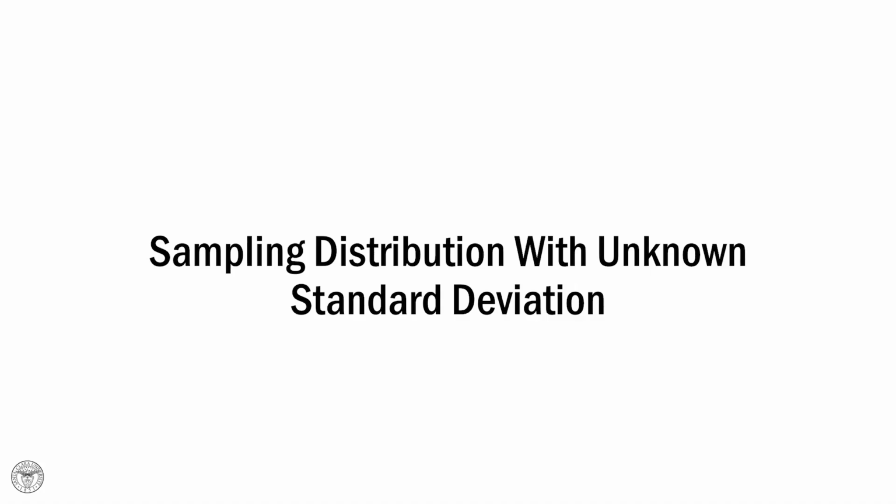In the previous video, we discussed the sampling distribution with known standard deviation. In most sampling situations, the population standard deviation is not known. In this video, we discuss how to estimate the population parameters with estimators from sampling distribution with unknown standard deviation.